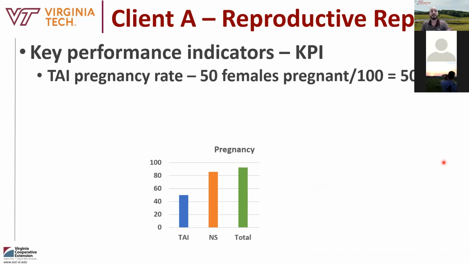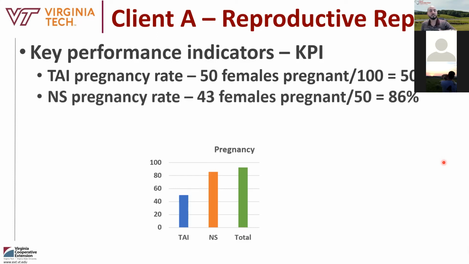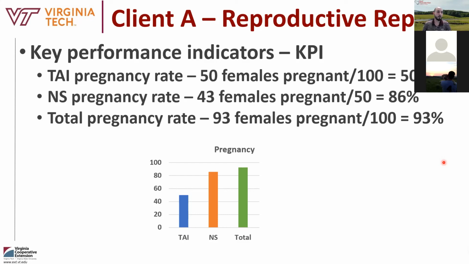So for example, we can look at timed AI pregnancy rates. So if we went and preg checked 30 days after AI, there's 50 females pregnant. That's 50 out of 100. That's 50%, right? Natural service pregnancy rates. For example, if we got 43 females pregnant out of the remaining 50 cows that were not pregnant by AI, we got an 86% pregnancy rate, for a total pregnancy rate, which combined timed AI and natural service, of 93%, right?